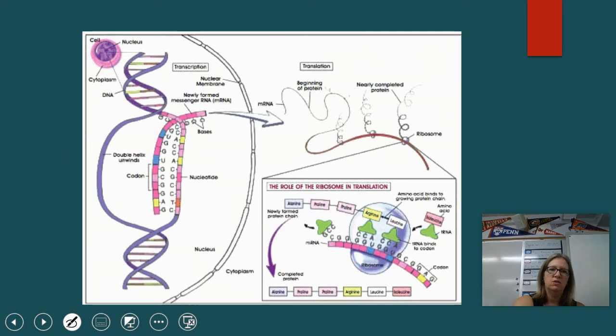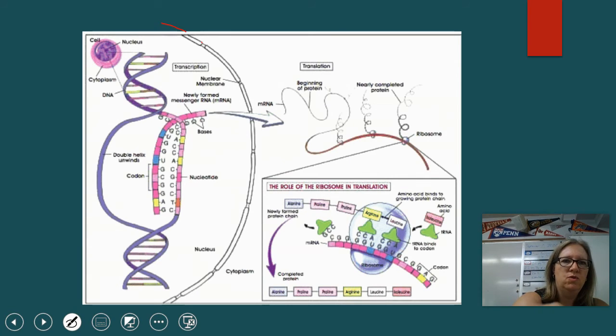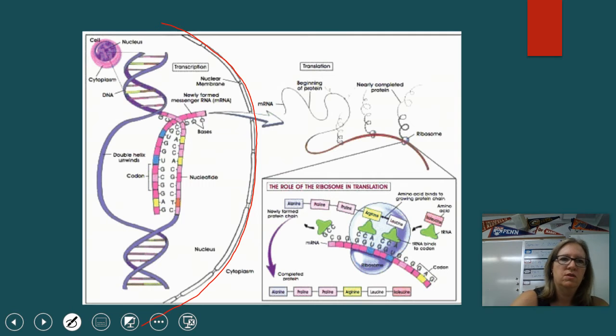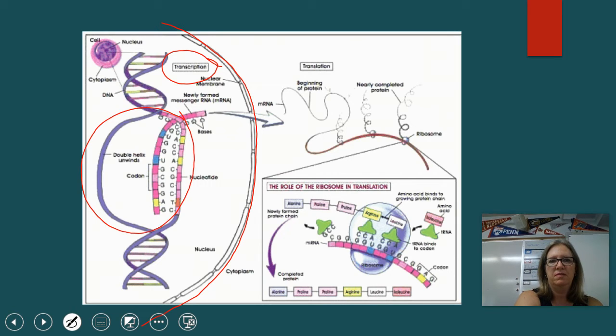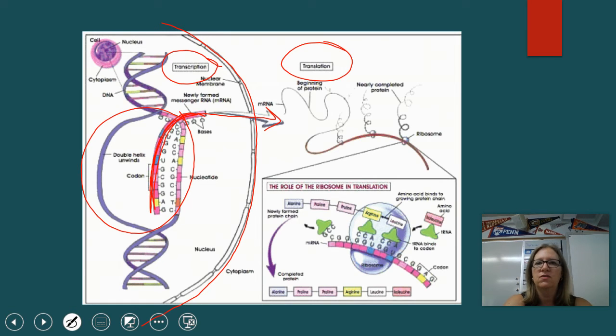Okay. So let's kind of look at this all together. This is our nucleus right here. Okay. So inside of the nucleus, that's transcription. You've got that DNA opening up right here, and the messenger RNA making its copy. Okay, and then it leaves, goes out into the cytoplasm. So now we're talking about translation. And you can see it might be a pretty long string.